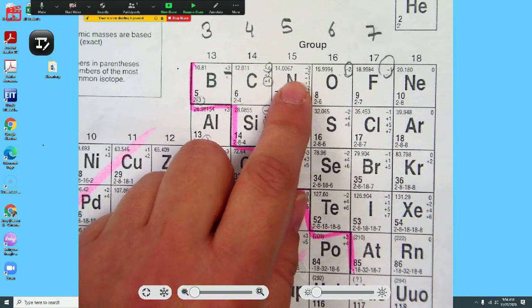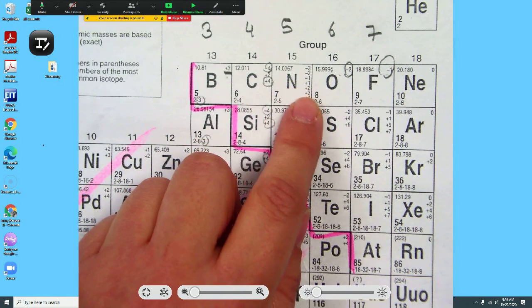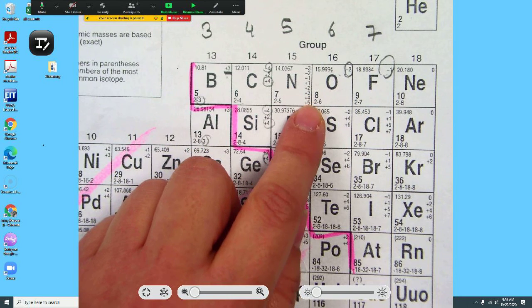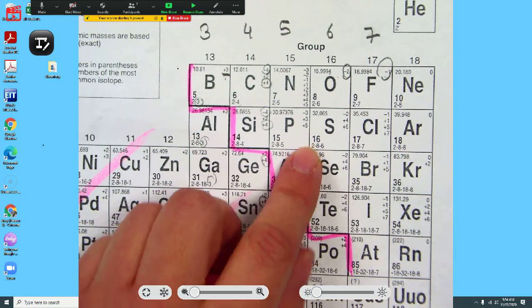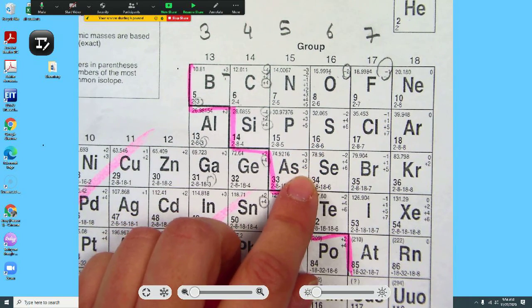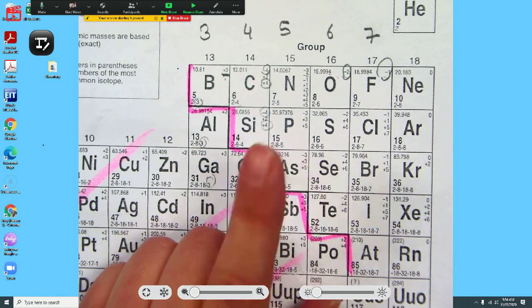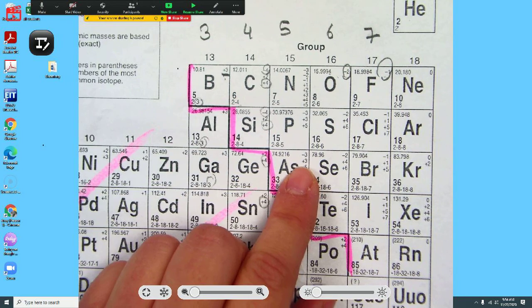Now group 5. This is also interesting. Look at this nitrogen. Look at the charges it takes. It is very flexible, right? So you will decide based on the periodic table about the charge.